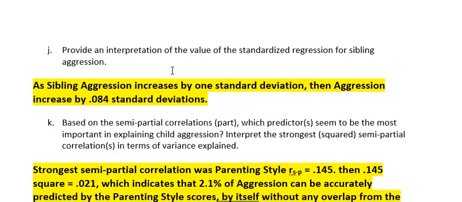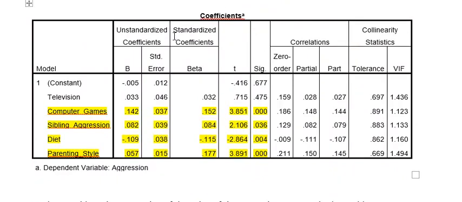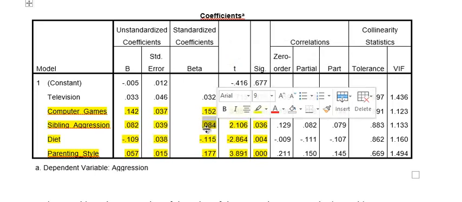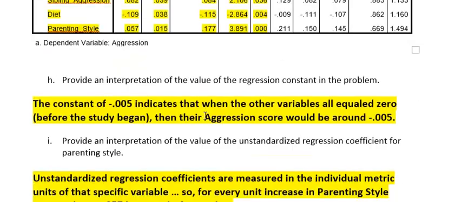All right, J. So the interpretation of the value of the standardized regression coefficient for sibling aggression. So let's look at the standardized columns first. That's these. The beta weights are standardized coefficients. And he wants sibling aggression right there. Now these units are standard deviations. So what this means is when a sibling aggression score goes up by 1 standard deviation, then the aggression score should go up by 0.084 standard deviations. So the standard deviations change in value, but the units are still standard deviations. So it's clever.